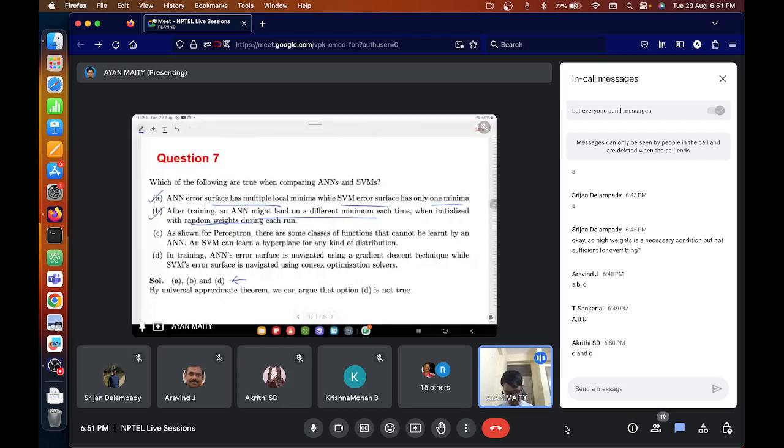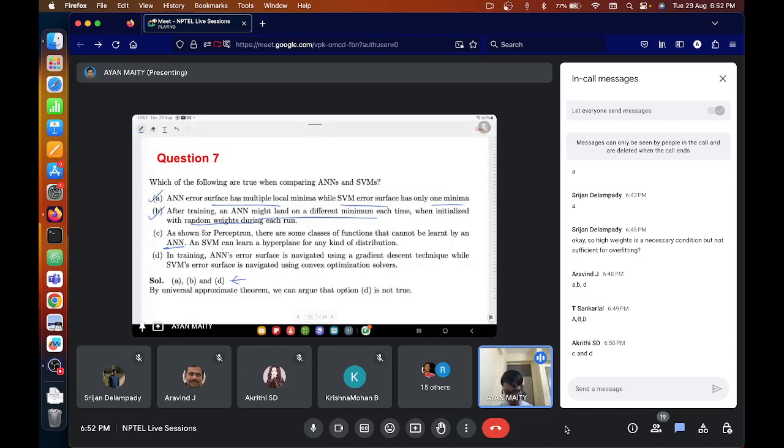Option C says as shown for perceptron there are some classes of functions that cannot be learned by ANN, as SVM can learn a hyperplane for any kind of distribution. So this is not correct. It is well known that ANN is a really good function approximator. It can theoretically approximate any function that is given to it. So this is not right.